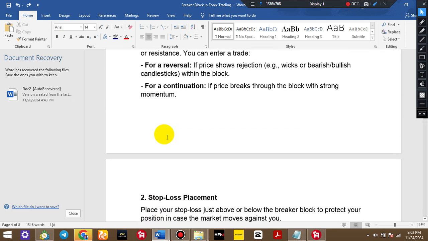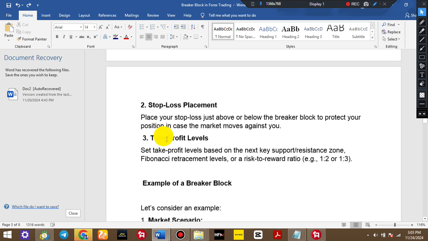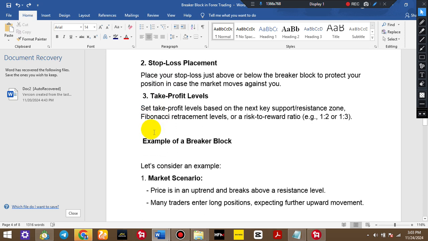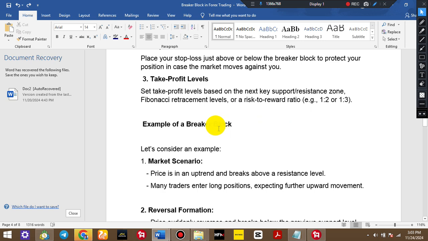Now, stop loss placement. Place your stop loss just above or below the breaker block to protect your position in case the market moves against you, just like what I explained not quite long ago. Take profit levels: set your take profit level based on the next key support or resistance zone, or using Fibonacci retracement levels or risk to reward ratios.